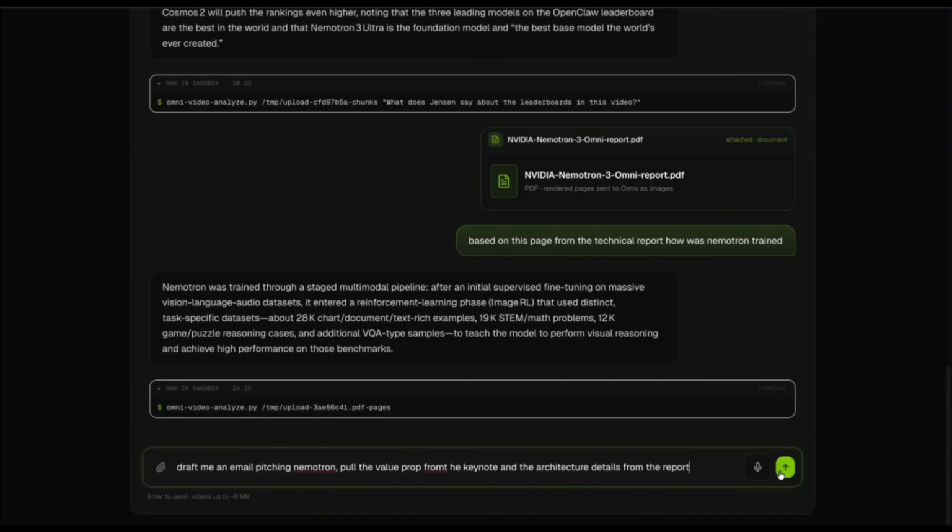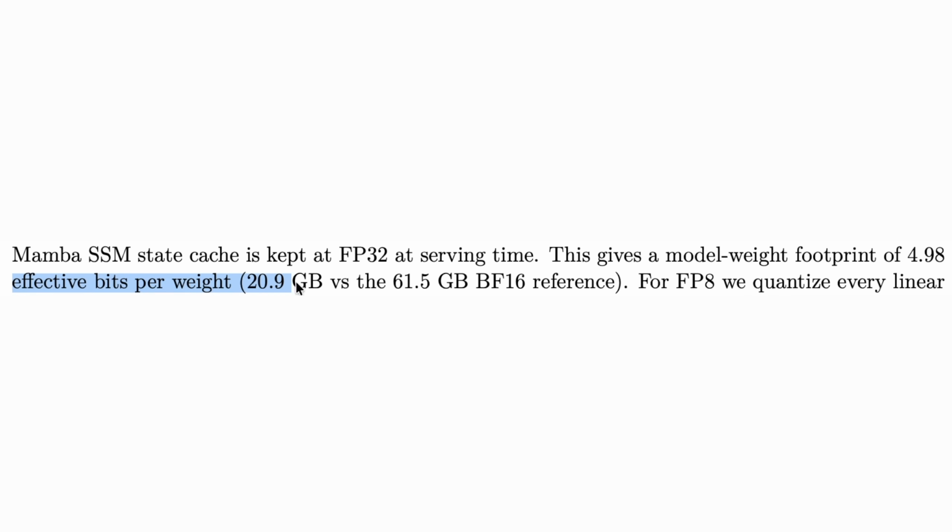To run it locally, you'll want something like this or a beefy desktop GPU. We're talking about 25 gigs of video memory, not something you run on your phone.